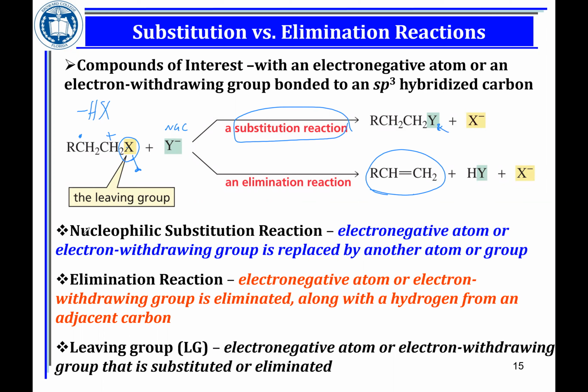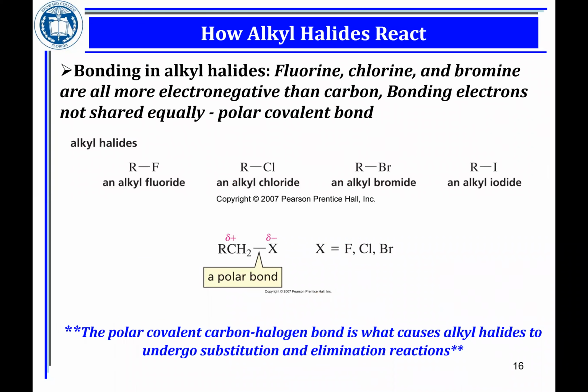So in a substitution reaction, the electron withdrawing group is replaced by another group. In an elimination reaction, the halide leaves, hydrogen leaves, and it changes to an alkene as a result.